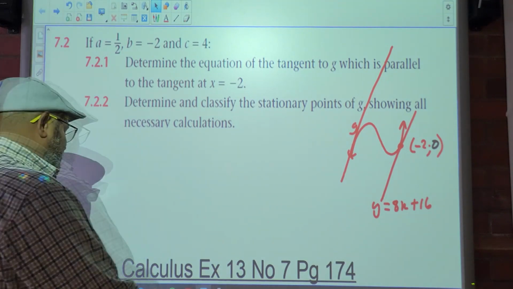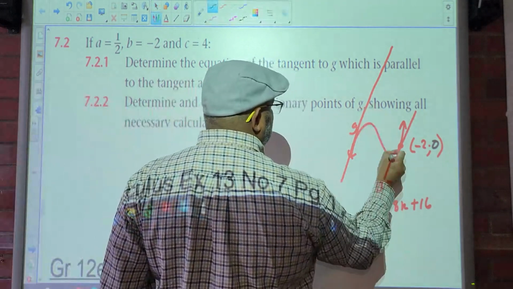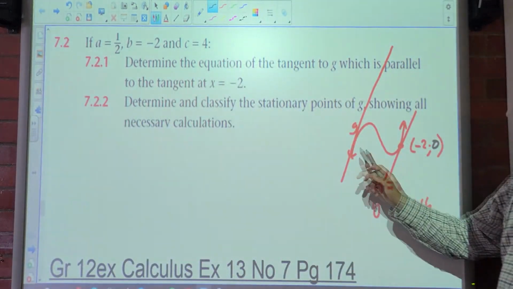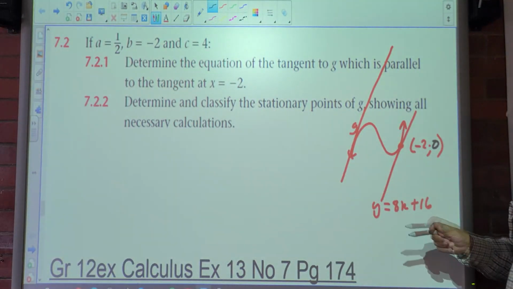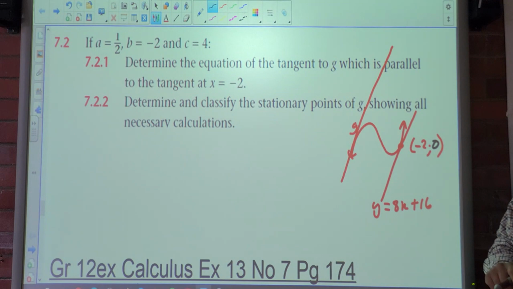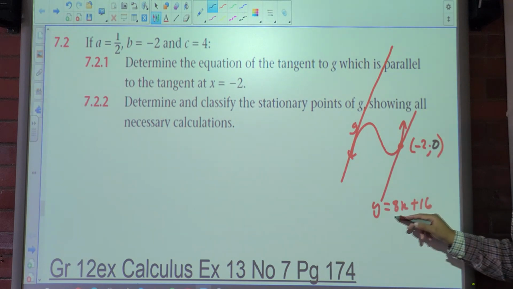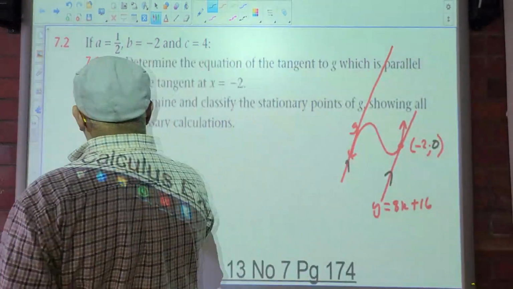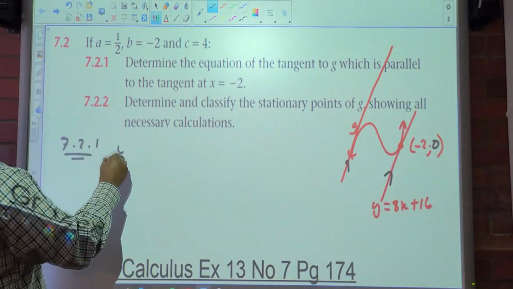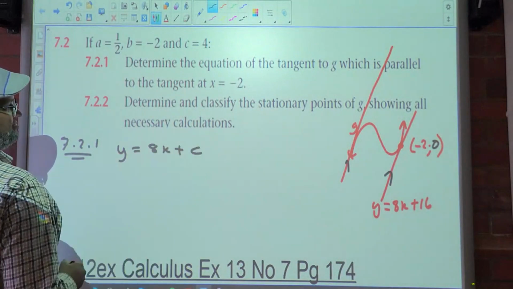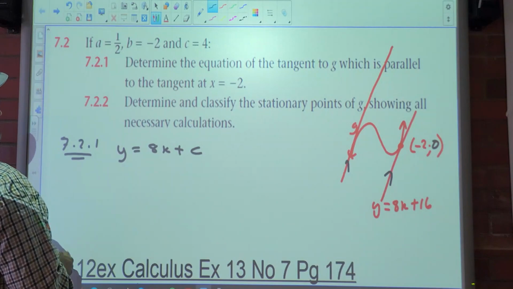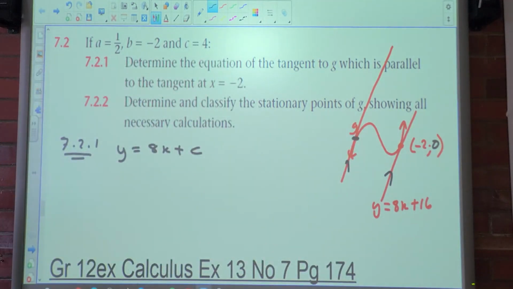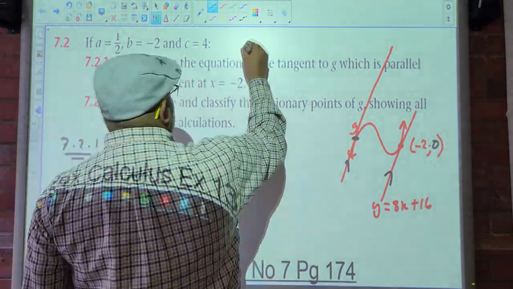So what is going to be the same with regards to the two tangents? If lines are parallel, what do we know? Gradients are equal. So what would be the same for the two tangents? The gradient. So the gradient here is 8. Can you see that? So what is the equation of this gradient here? Also 8. So y is equal to 8x plus c. To calculate c, I need to know the point of contact. So what's the equation of this, g of x is equal to?